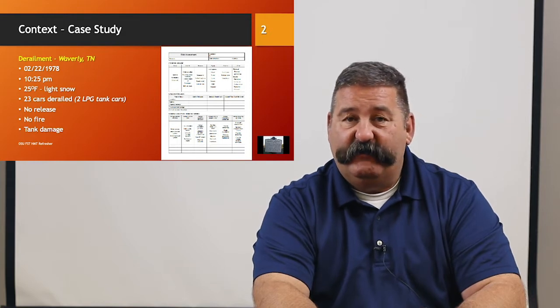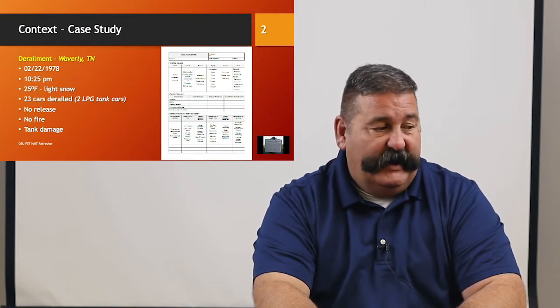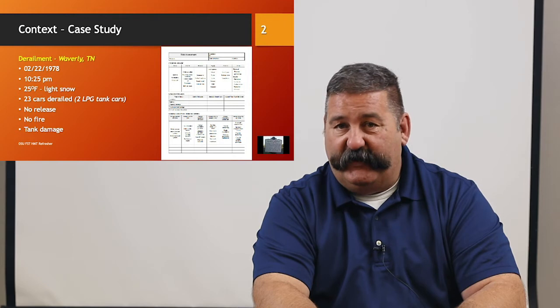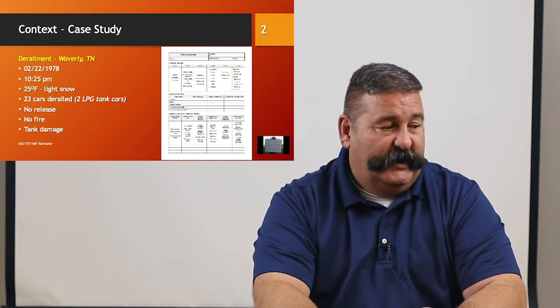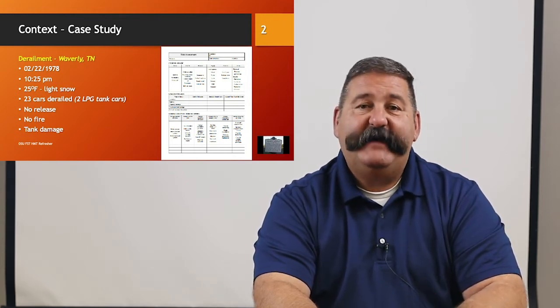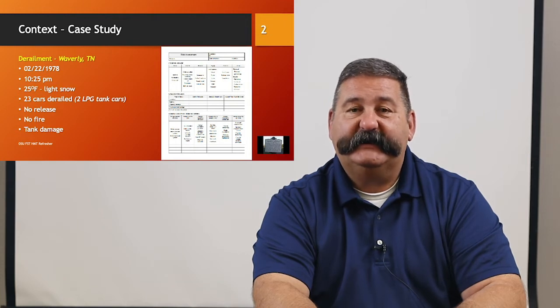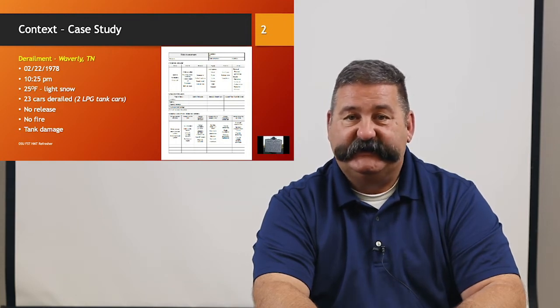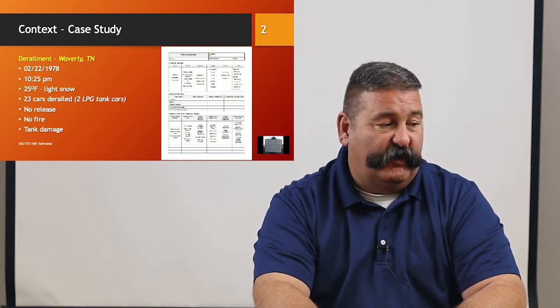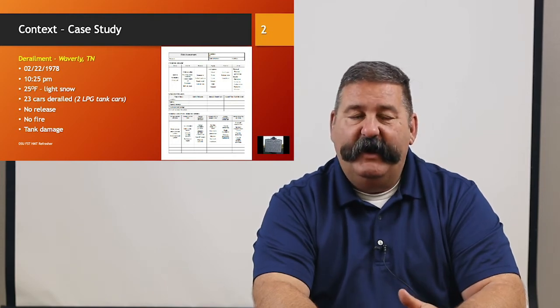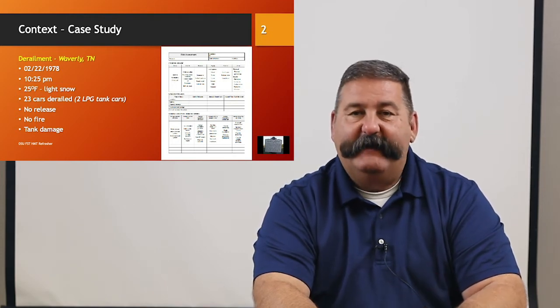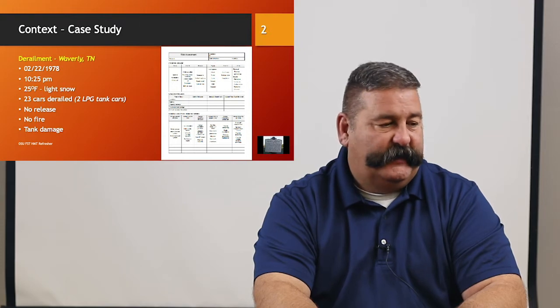About 23 rail cars had derailed, and 2 of those were liquefied petroleum gas, LPG, cars. There wasn't a release when this happened. At that point, pretty much these rail cars derailed and several of them did roll over. There was no fire, but there was some tank damage when they started looking at it.